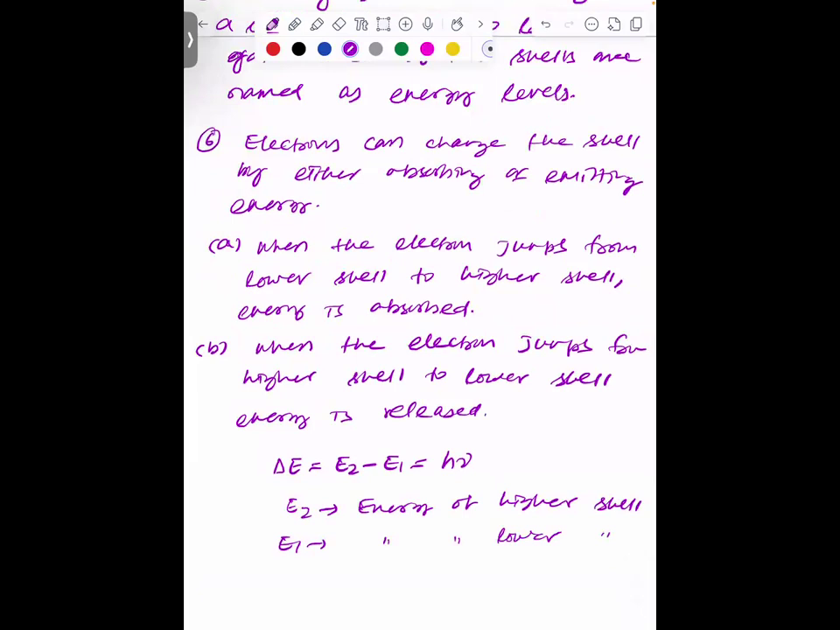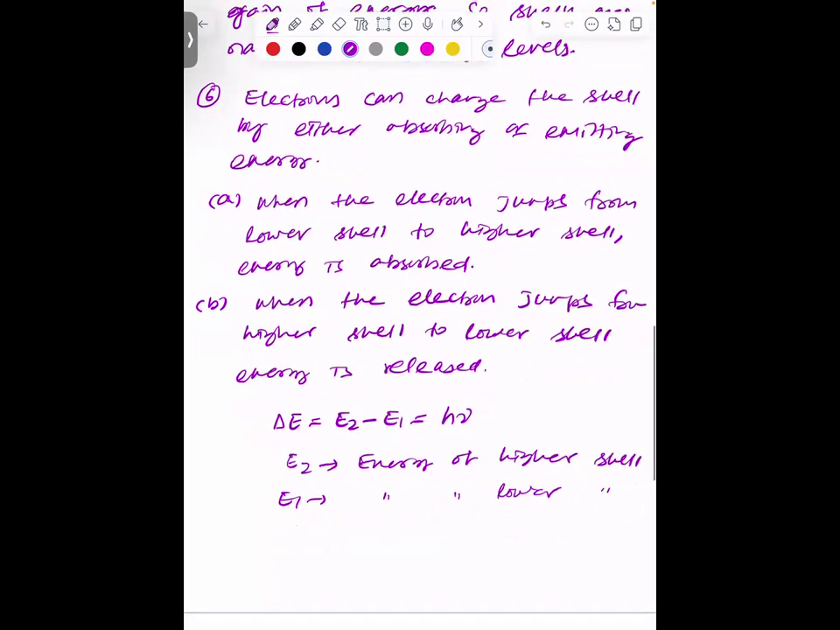Okay, quickly note down, students. Then we'll go to the last postulate of Bohr's static model. Up to this, we have discussed what the arrangement of electrons is and how the electron can change the shell. So all these things are summarized here. Quickly note down.